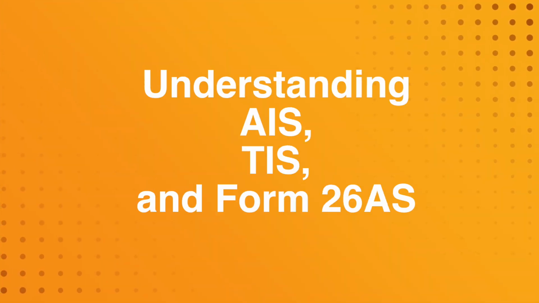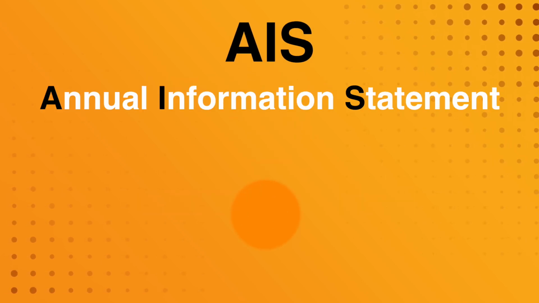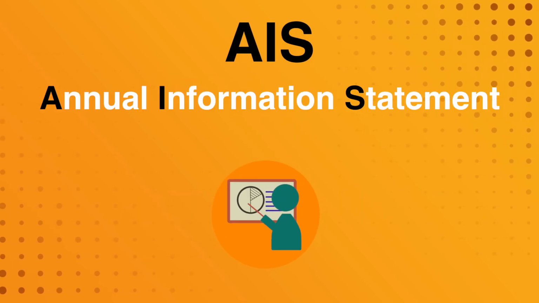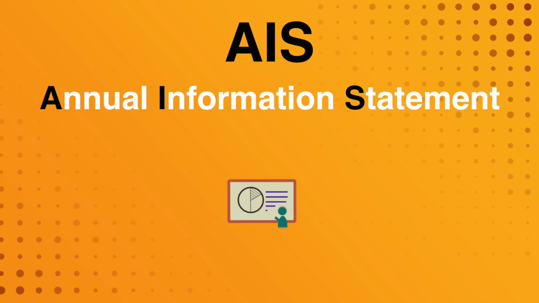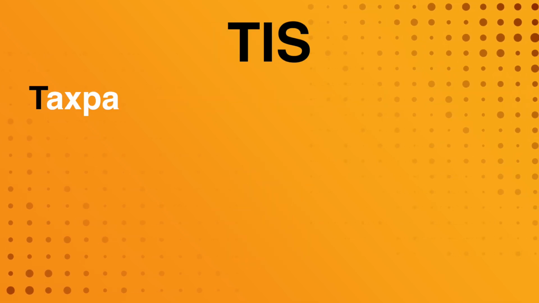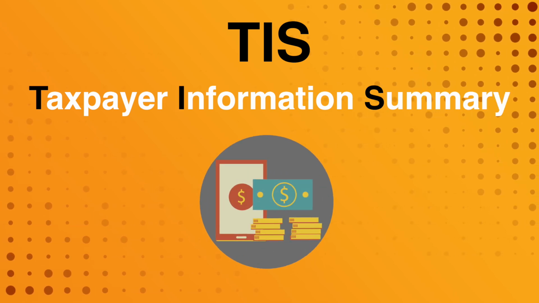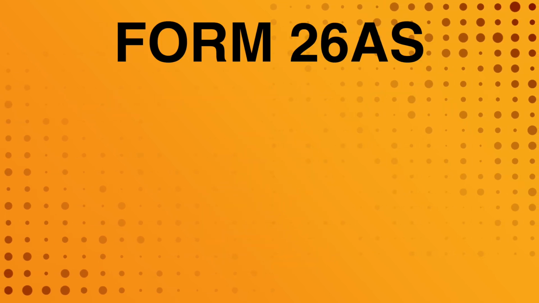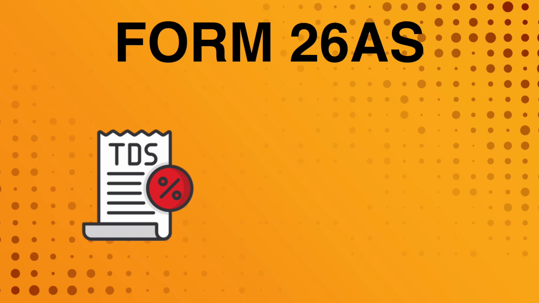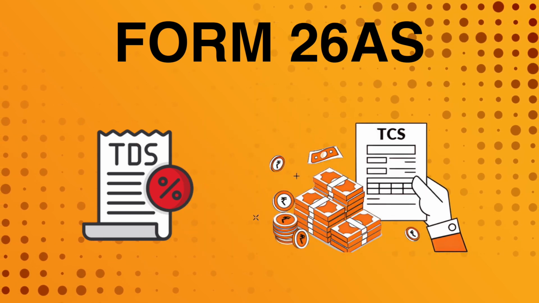Understanding AIS, TIS and Form 26AS. AIS or Annual Information Statement. AIS is a comprehensive record of a taxpayer's financial transactions including income earned, taxes paid and more. TIS or Taxpayer Information Summary. TIS is a condensed version of AIS providing a summary of the financial data. Form 26AS. Details of tax deducted at source or TDS and tax collected at source or TCS appear in the statement.